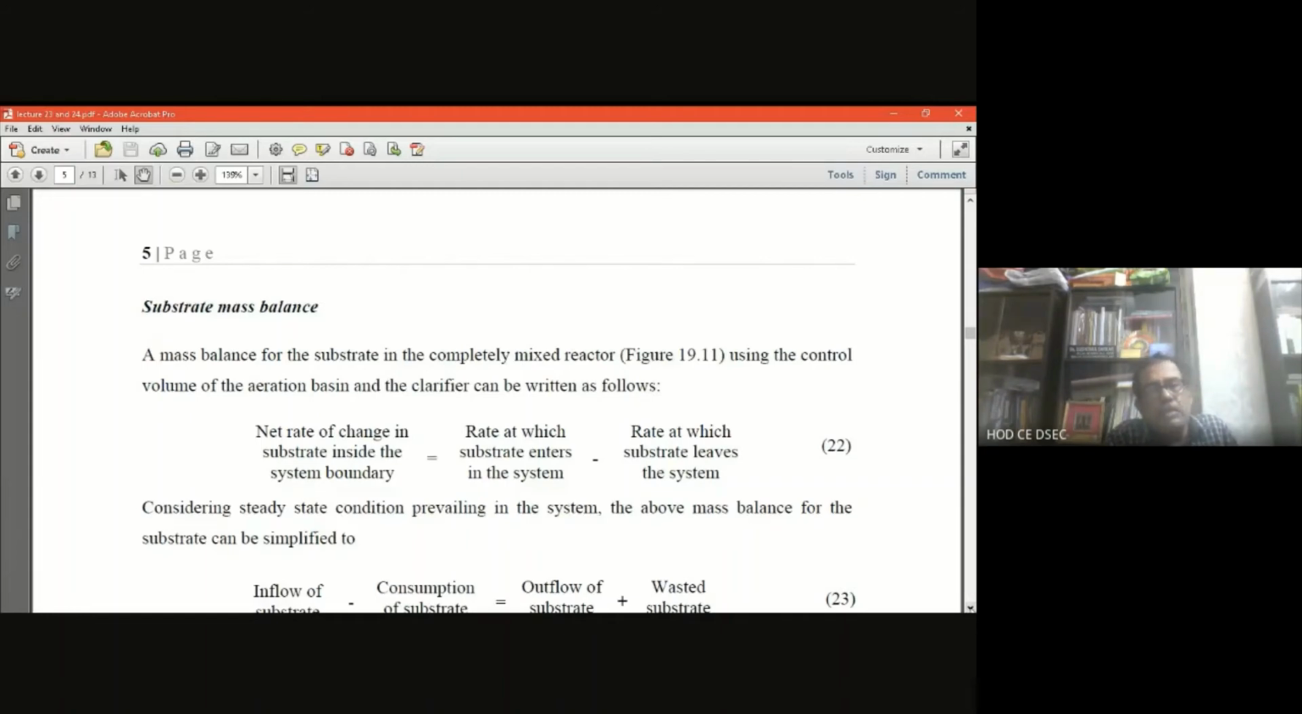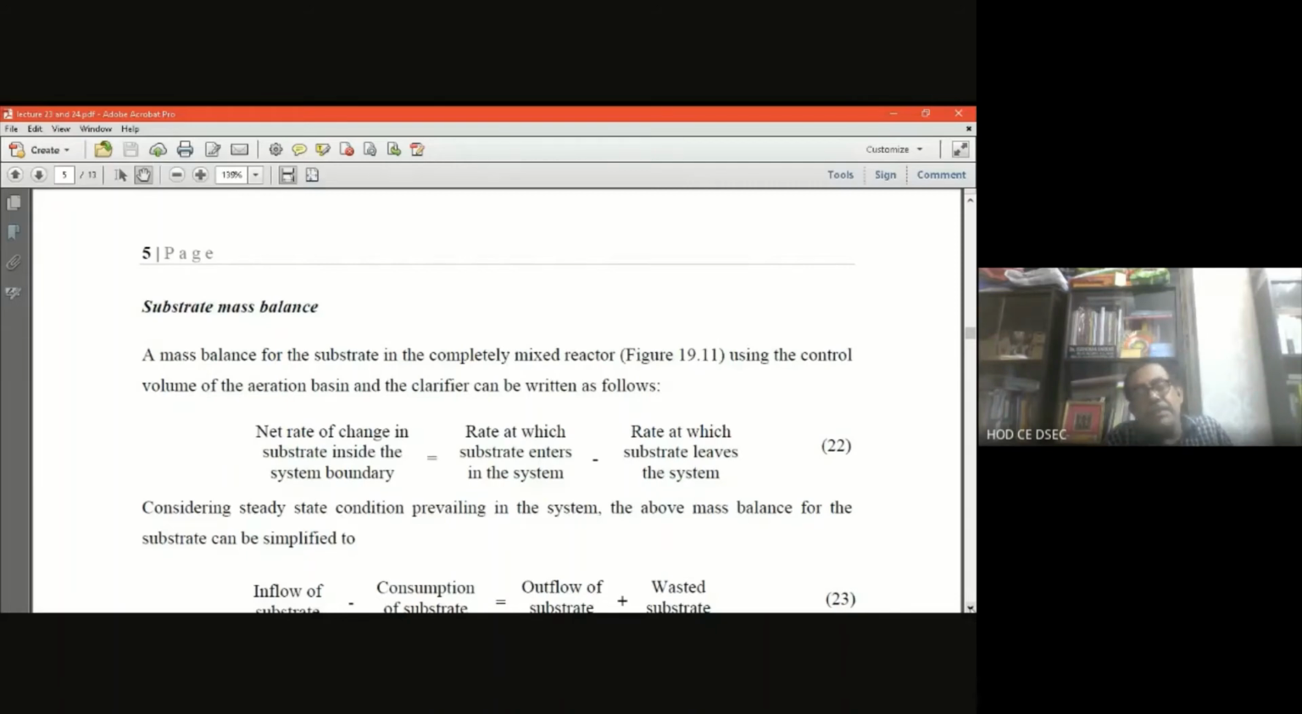So the mass balance which you have seen for the biomass, that same principle at steady state will follow in the substrate mass balance also. A mass balance for the substrate in the completely mixed reactor, using the control volume of the aeration basin and the clarifier, can be written as follows. What will it be? Same thing that we followed in the biomass balance case: the net rate of change in the substrate inside the system boundary equals the rate at which substrate enters the system minus the rate at which substrate leaves the system.